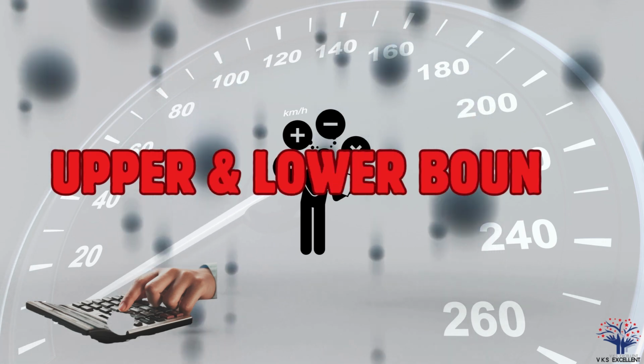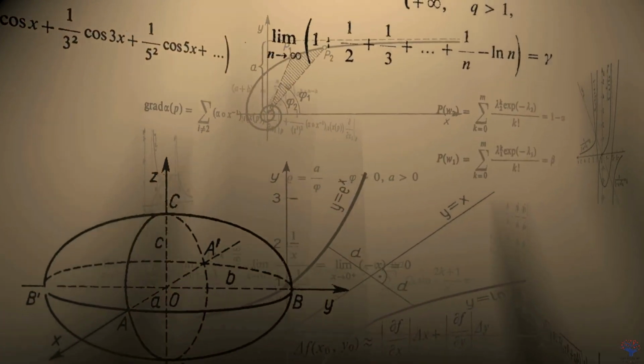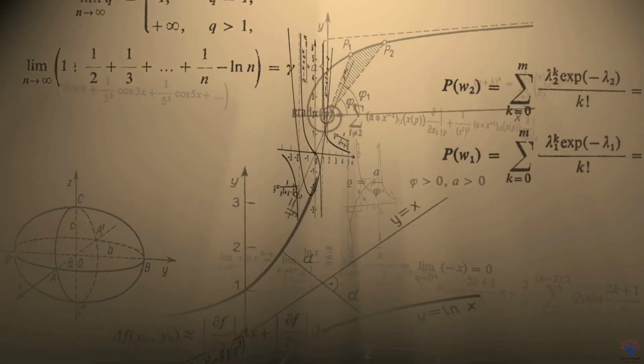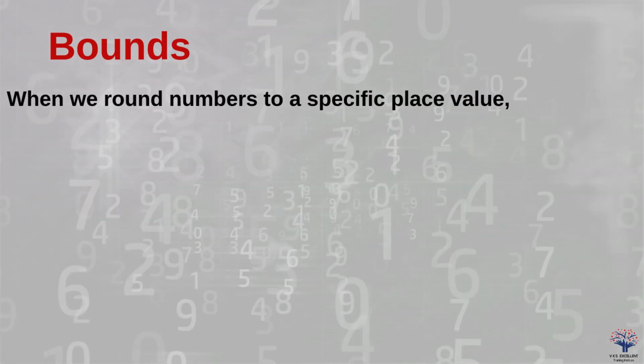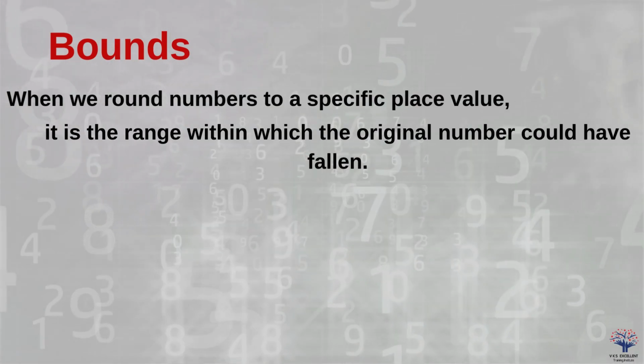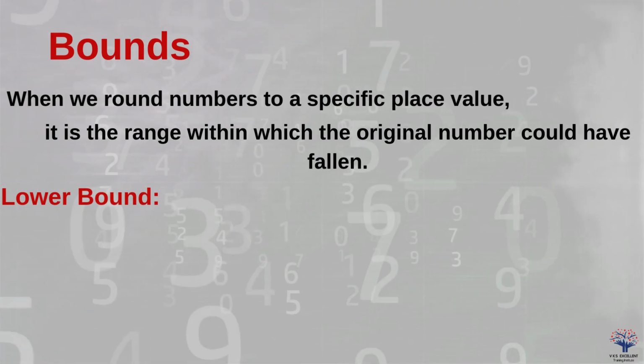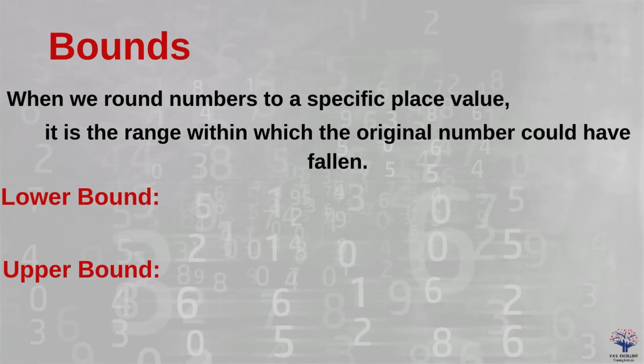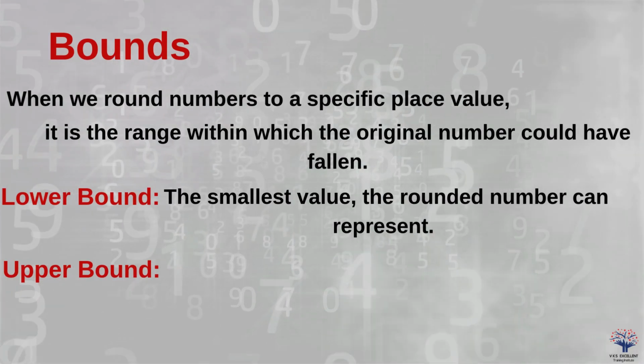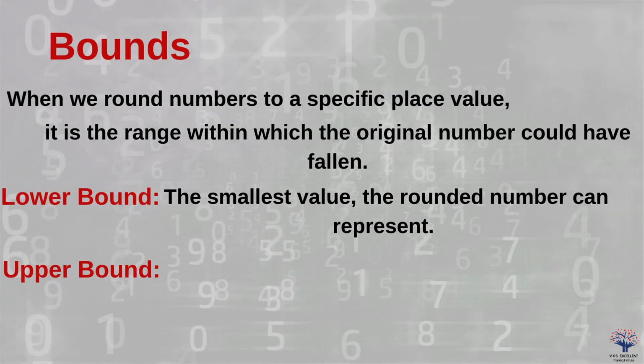Upper and lower bounds. Understanding bounds is an essential concept in mathematics, especially when dealing with rounding numbers. When you round a number to a specific place value, you create a range within which the original number could have fallen. This range is defined by the lower bound and the upper bound. The lower bound is the smallest value that the rounded number can represent, and it is part of the range.